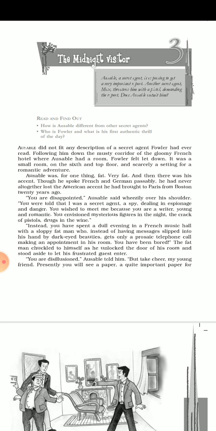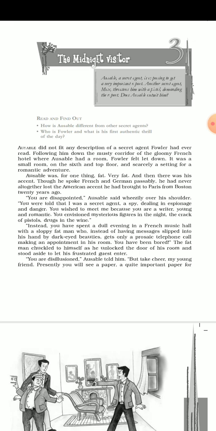Third paragraph, he says, "You are disappointed?" Ozable said wheezily over his shoulders. Ozable, patting over the shoulder of Fowler, asked him if he is disappointed. So what's the answer? "You were told that I was a secret agent, a spy dealing in espionage and danger." Right? Espionage means spying.